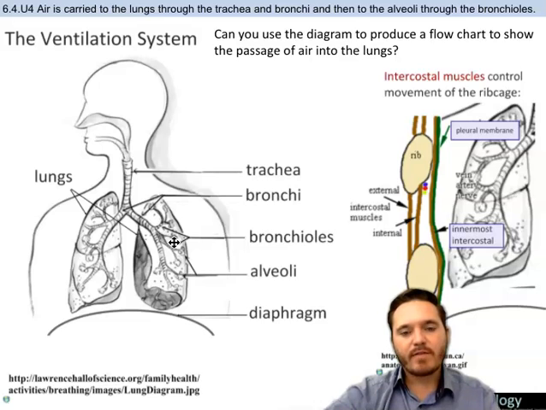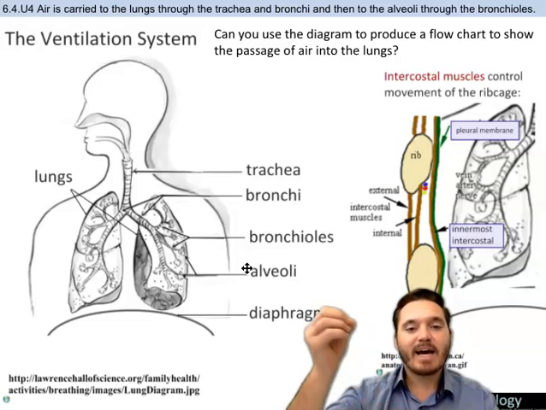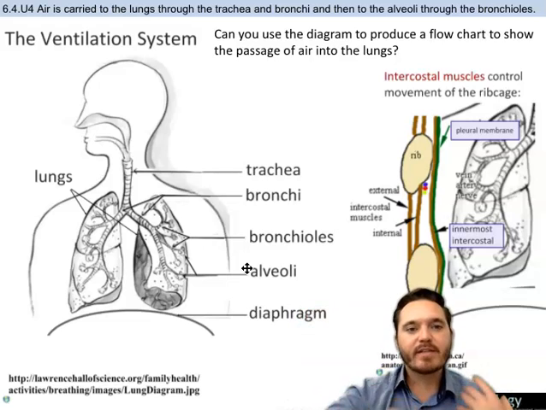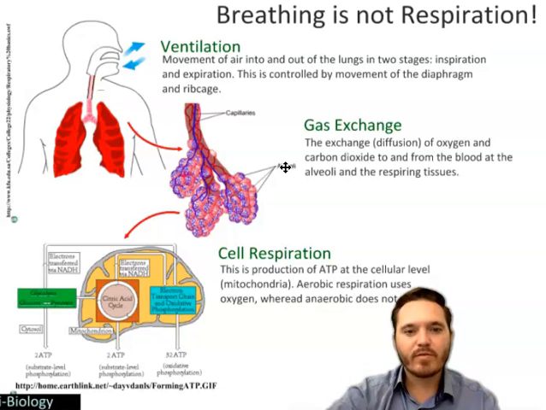And then finally we get to the alveoli, which are the tiny sac-like structures. They look like little balloons, and when they're all together, they kind of look like grapes. So over here you can see they kind of look like grapes.